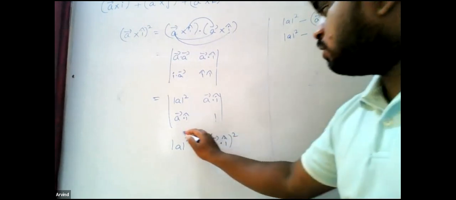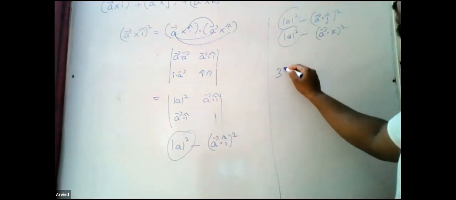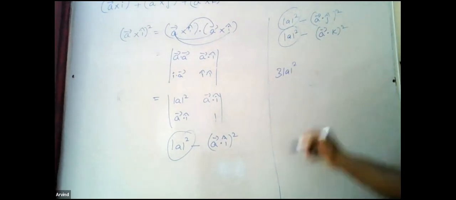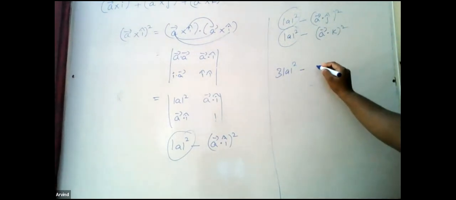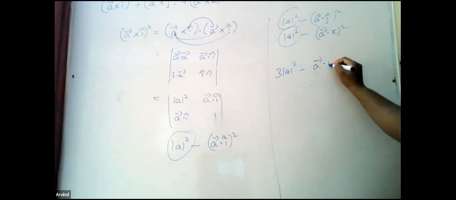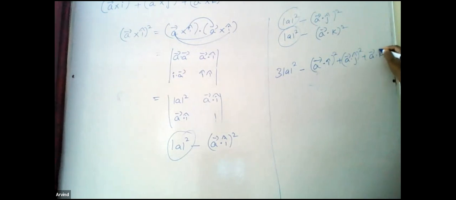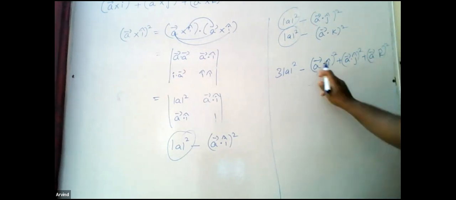Okay, so we have to add all the three. If I add all the three, you will get mod a square, mod a square, mod a square, 3 times mod a square. Observe, minus a dot i the whole square plus a dot j the whole square plus a dot k the whole square.